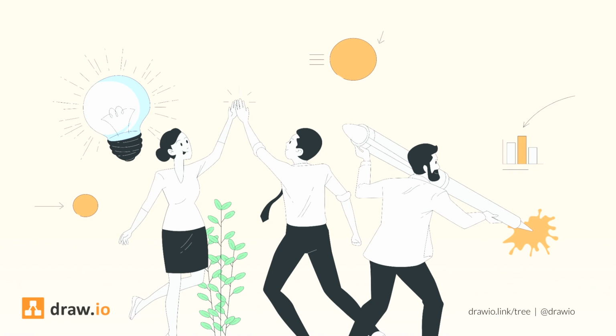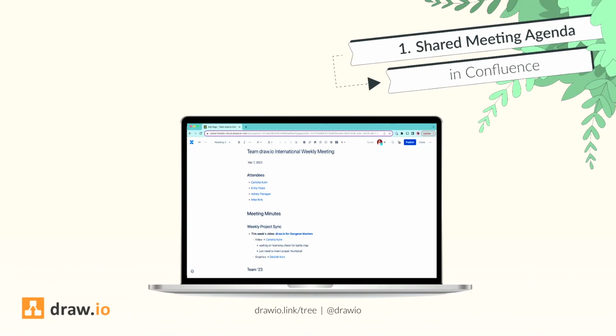We're going to give you tips on how to make your meetings more effective using Atlassian's Confluence Cloud. And after implementing some of these tips, we hope that you walk away feeling motivated and productive. So let's start with the first tip. Have a shared meeting agenda in Confluence.